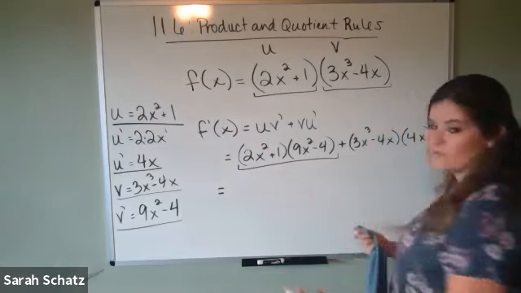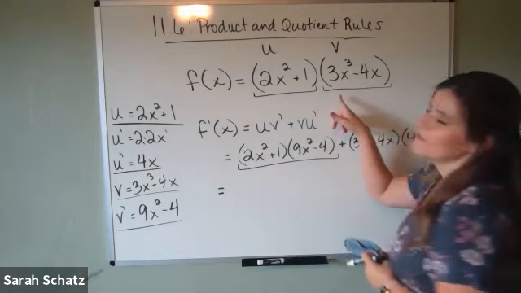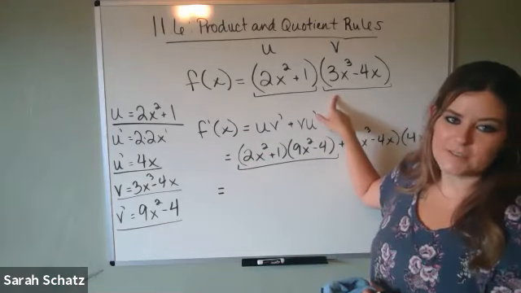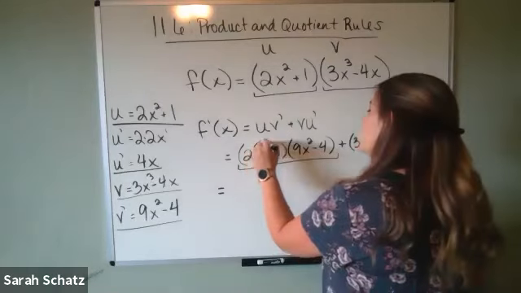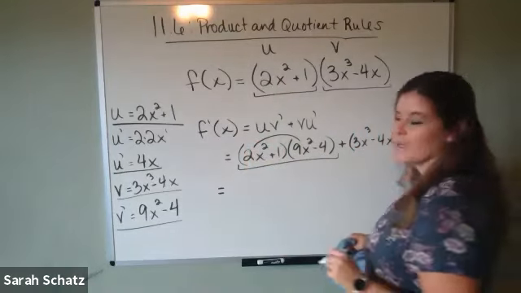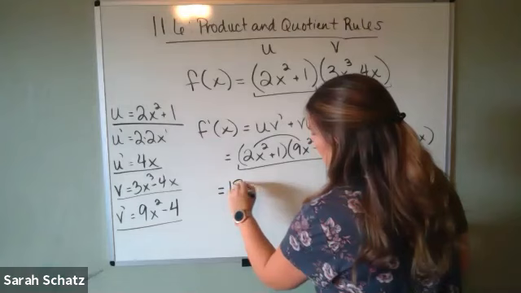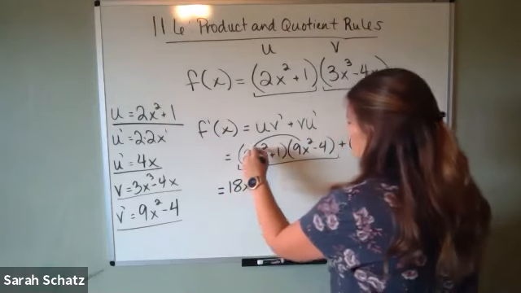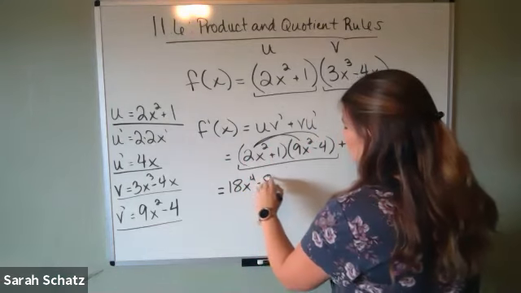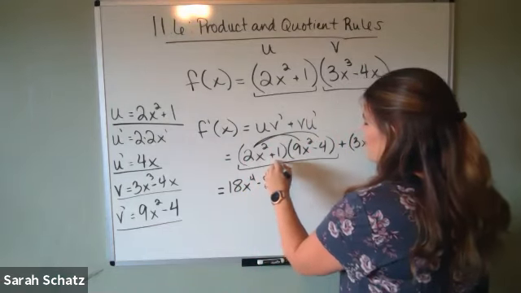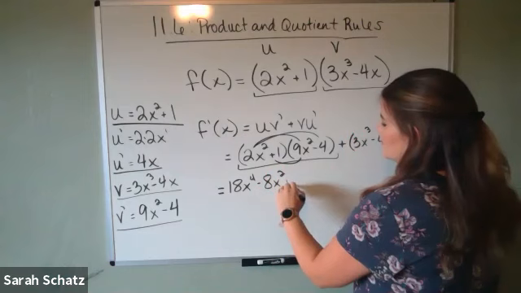Well, we have to FOIL. It's interesting because FOIL didn't exist here because I wanted to use the product rule, but here we are FOILing. All right, 2x squared times 9x squared is 18x to the 4th. 2x squared times -4 is -8x squared. 1 times 9x squared is 9x squared.